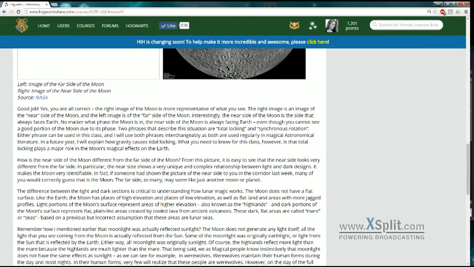How is the near side of the moon different from the far side of the moon? From this picture, it is easy to see that the near side looks very different from the far side. In particular, the near side shows a very unique and complex relationship between light and dark designs. It makes the moon very identifiable. In fact, if someone had shown the picture of the near side to you in the quarter last week, many of you would correctly guess that is the moon. The far side, to many, may seem just like another moon or planet.